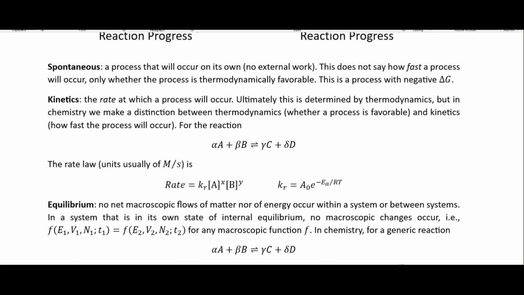The next thing we want to look at is what's called the spontaneity, or spontaneous. So a spontaneous process is a process that will occur on its own without any external work. So this does not say how fast a process will occur, only whether the process is thermodynamically favorable. And this will be a process that has a negative delta G.